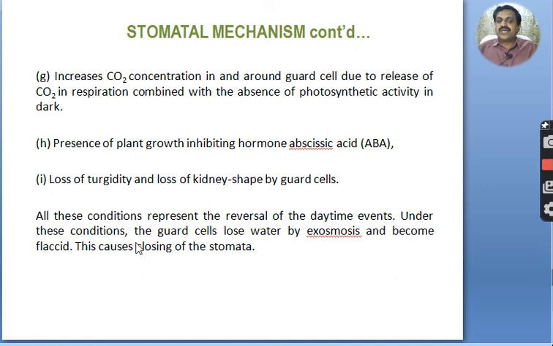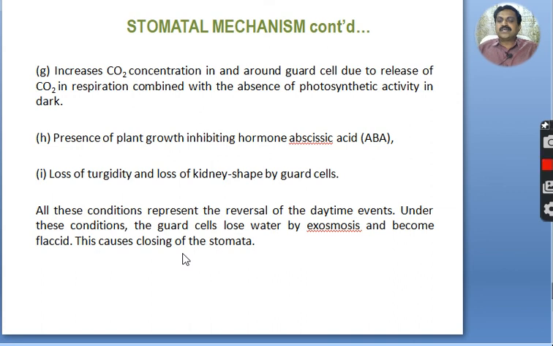All these conditions represent the reversal of the phenomena which have taken place during daytime, and hence under these conditions exosmosis takes place. When the above said process becomes reversed, wherever endosmosis took place, now exosmosis takes place, resulting in lowering of turgidity, and the cells become flaccid. As a result, stomata closes. This is the mechanism to explain the opening and closing of stomata.